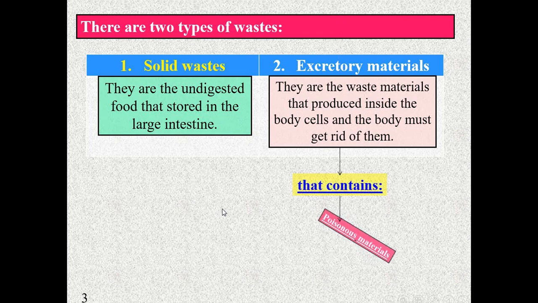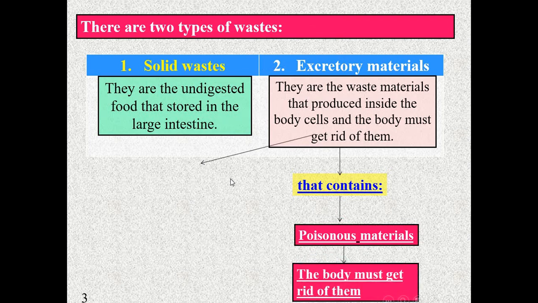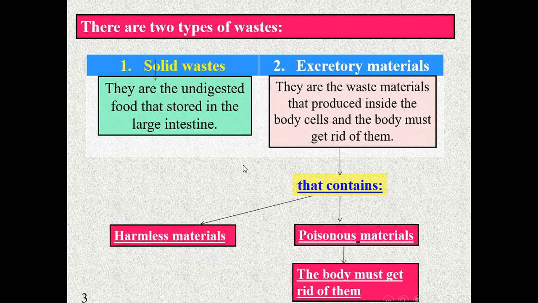Excretory material contains poisonous material, very, very dangerous, which must be gotten rid of through the body, and harmless materials that the body can't use or will not get benefit from. So the excretory materials are of two types: harmless, which will not harm but the body will not use it, and poisonous material, which is very dangerous to our body.